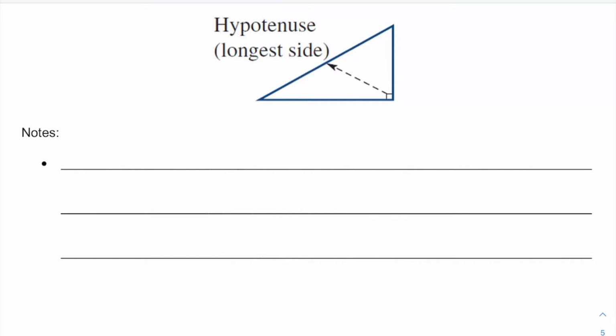So here we have a diagram of a right-angled triangle, and you can see labelled there the hypotenuse, or the longest side of the triangle. The longest side of the triangle is the hypotenuse. It is always opposite the right angle. So here we have our right angle, and it is opposite the hypotenuse. They are opposite to each other. That's the biggest thing to remember at the moment: the hypotenuse is the longest side of the right-angled triangle and is always opposite the right angle.